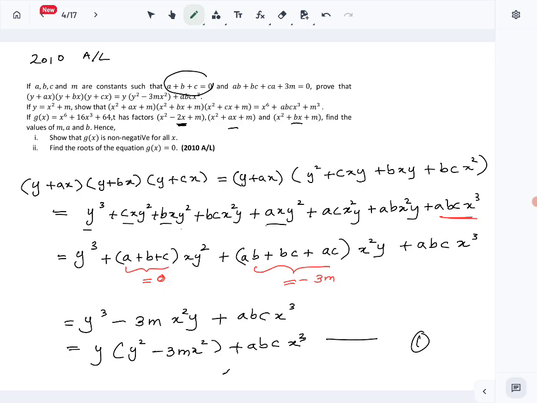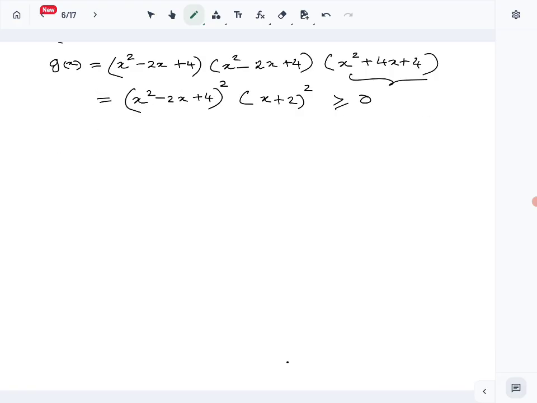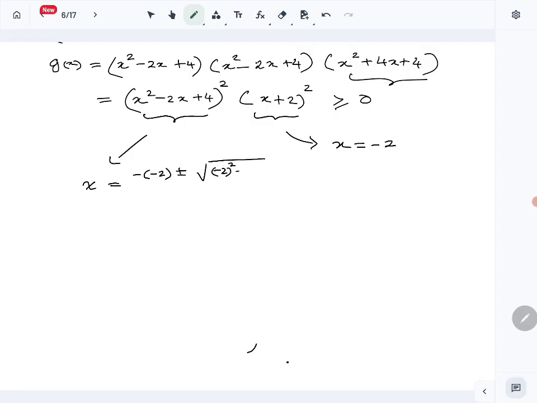Find the roots of the equation gx equals 0. Find the roots. Right. So then let's find the roots. So we have the factored form. So what are the roots of this? X equals minus 2. Then this one. X squared minus 2x plus 4. Use the quadratic formula. What do you get? X equals minus minus 2 plus or minus root of minus 2 squared minus 4. A is 1, C is 4, over 2.